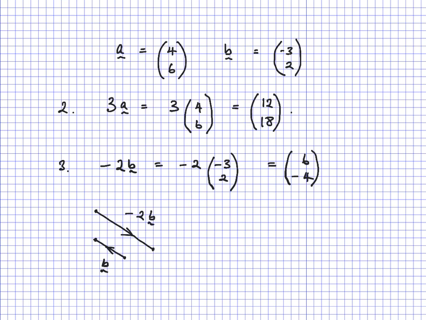what do we notice? We notice this vector is twice as long, but its direction is opposite to that of b. That's the effect of the negative. The negative changes the direction of the vector.